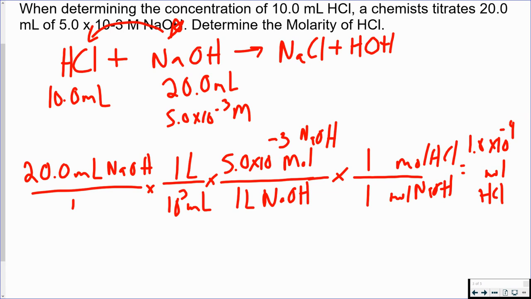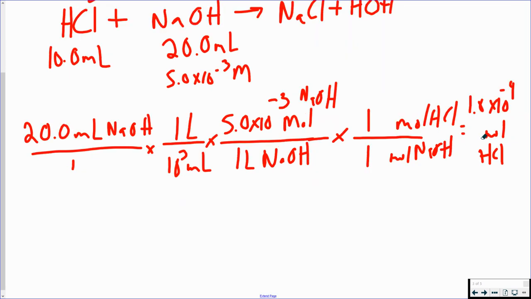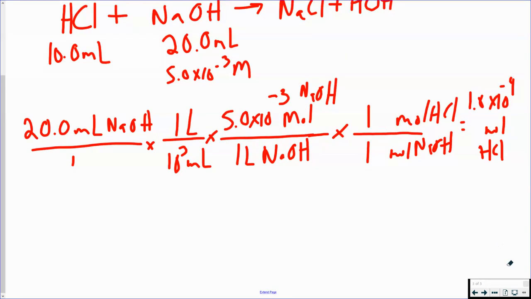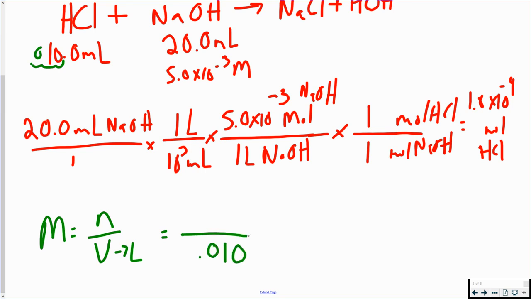Well, if I have the moles, in order to find the molarity, which is what they asked us to find, we're going to use the equation of molarity equals moles over volume. Remember, volume has to be in liters. So we're going to move this decimal 3 places to the front. On the bottom, I'm going to get 0.010, and up top, I'll get 1.0 times 10 to the negative fourth.